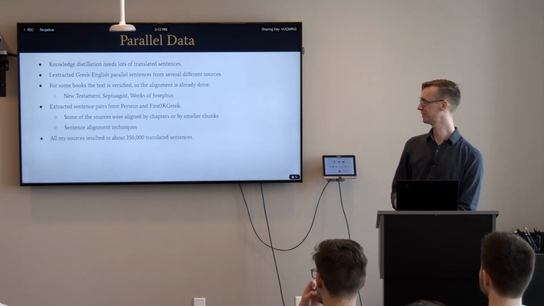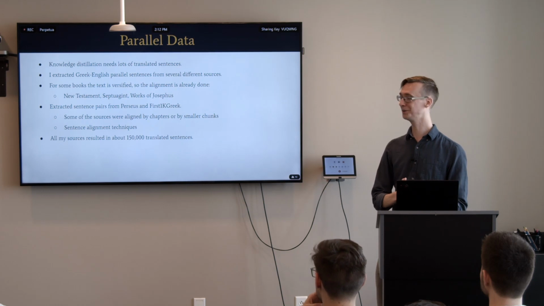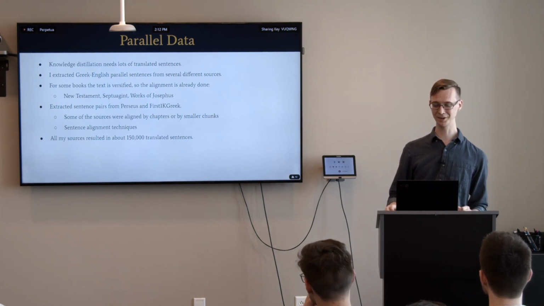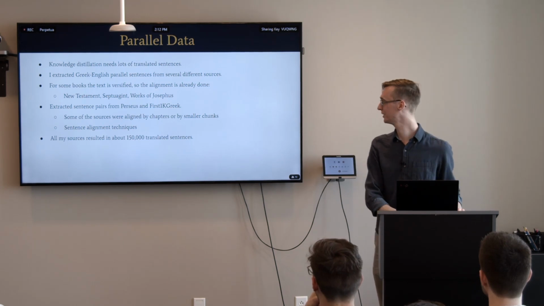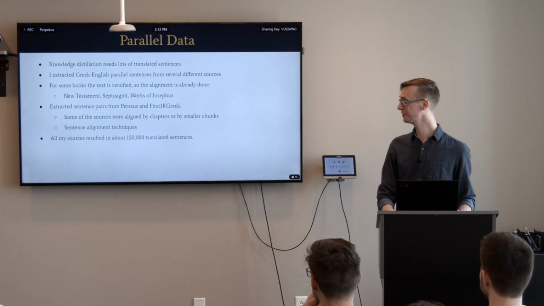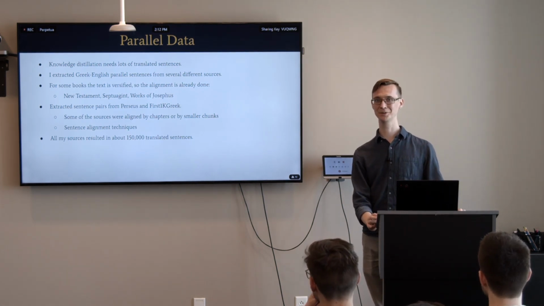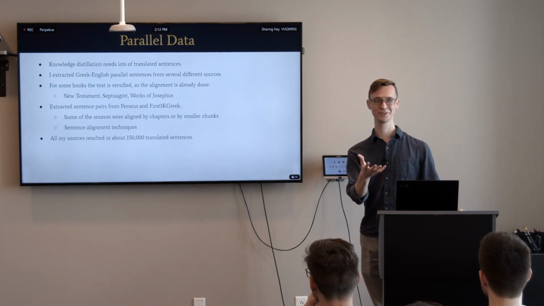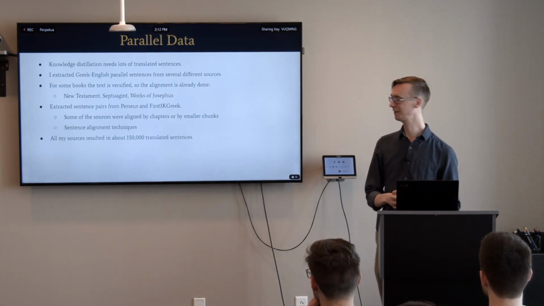So where on earth did I get all this parallel data? Because you need a lot of it, but not nearly as much as for other methods. 100,000-ish sentences is enough to do this, which I more than got. I got 150,000 sentences. The easiest sources to get sentences for were the New Testament and Septuagint, because these are already converted into verses. So I just take the verses of the Greek text and the English and map them together, and that gave me like 40,000.